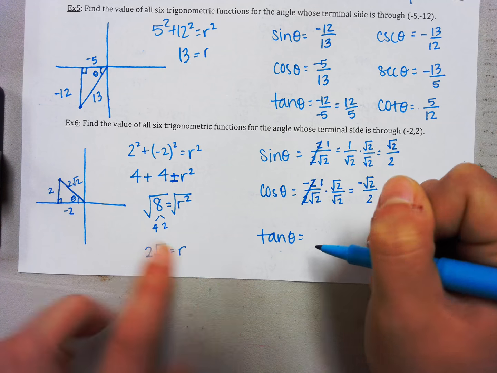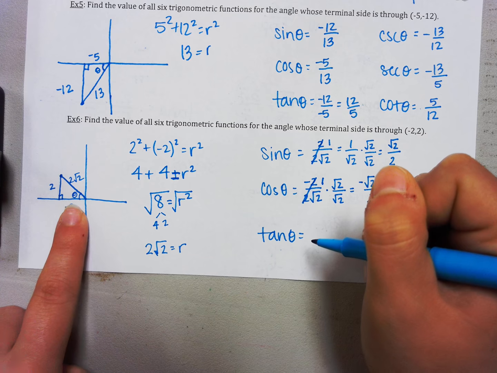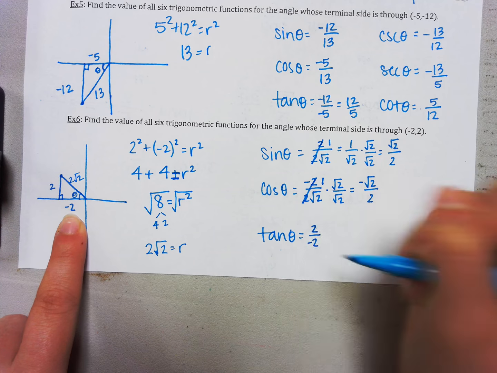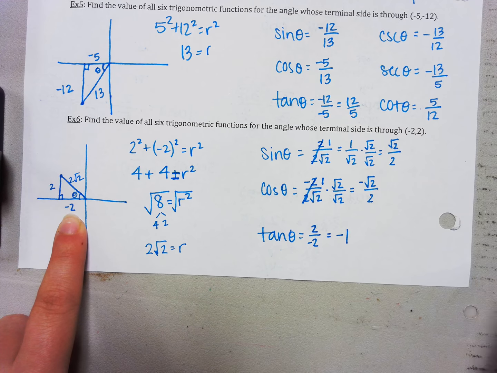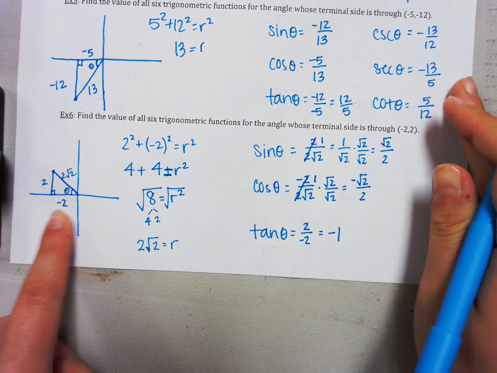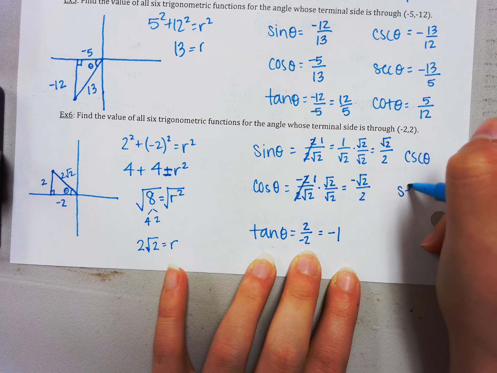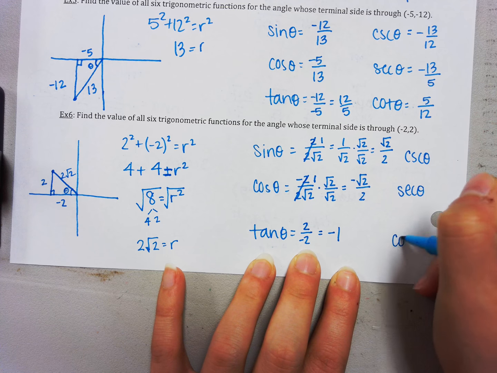In tangent, last but not least, our angles here, it would be opposite over adjacent, so 2 over -2, which is -1. So we did all three of those. I'm going to come up with then the other three.